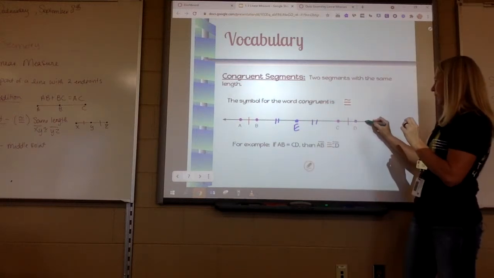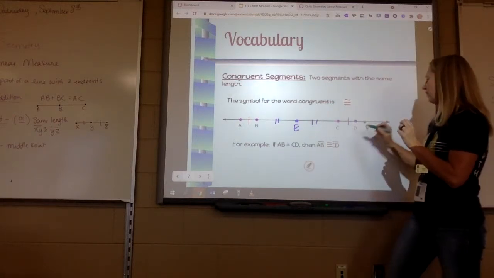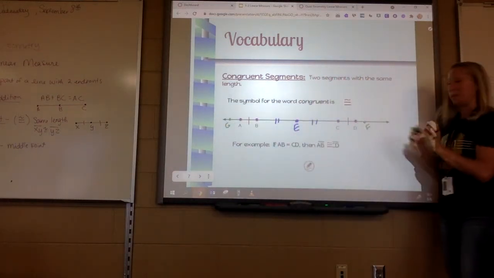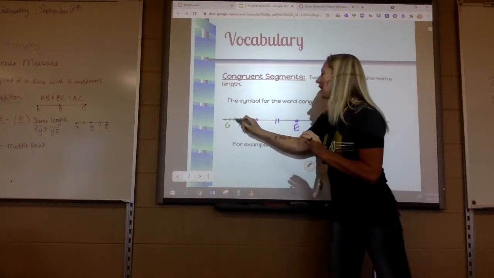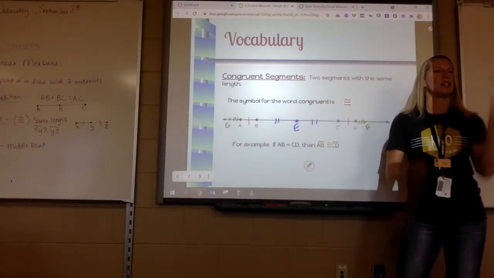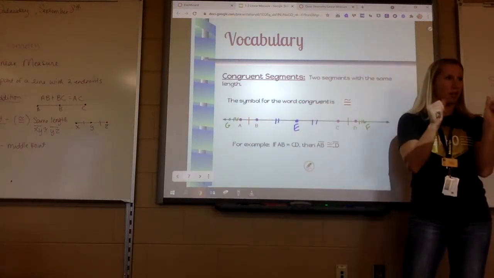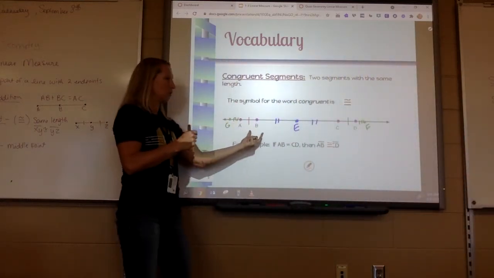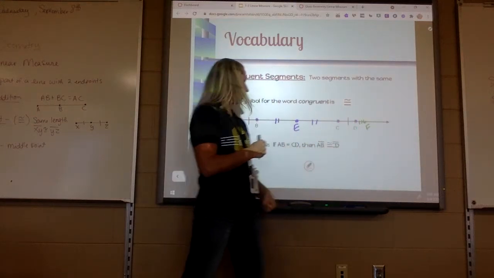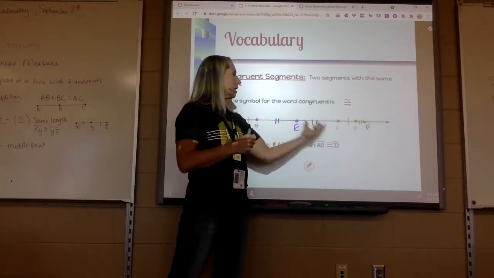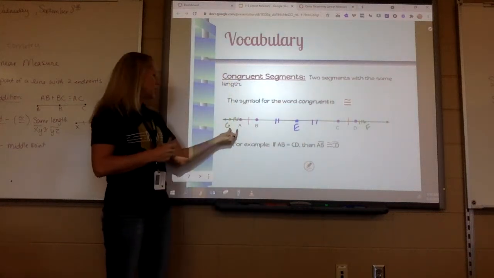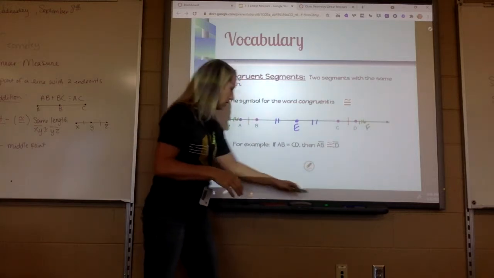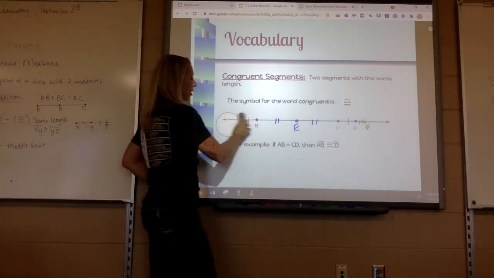What if I had another one here? And I wanted GA and DF to be equal, I would do 3 slashes. So you look for the number of slashes to pick the ones that are equal to each other. AB, see how it has 1 slash, would be equal to CD because it has 1. BE would be equal to EC because they have 2. And GA would be equal to DF because they have 3. So that's how you find the congruent segments, and how it's marked in geometry.